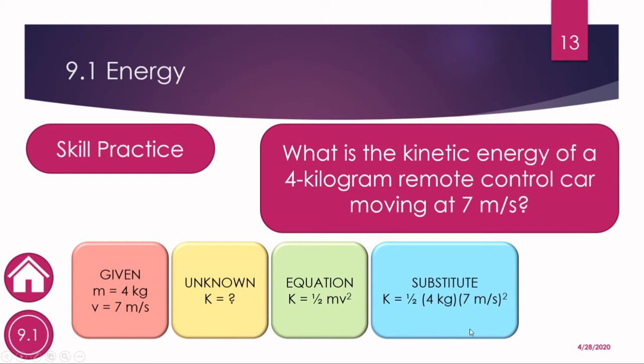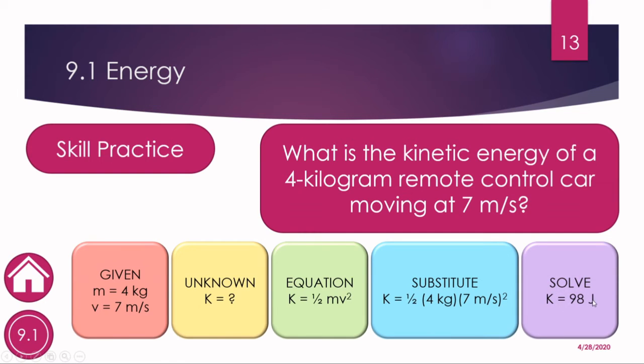Now, when we solve this equation, don't forget we have to take half of the mass, so half of 4 is 2, and then we have to square the velocity. So 7 squared is 7 times 7, or 49. It's not 7 times 2, it's 7 times 7. So we're going to wind up with 2 times 49, which is 98.